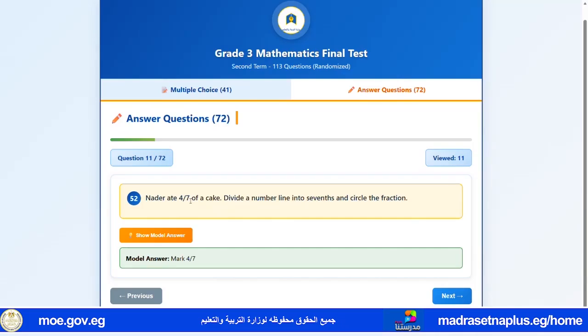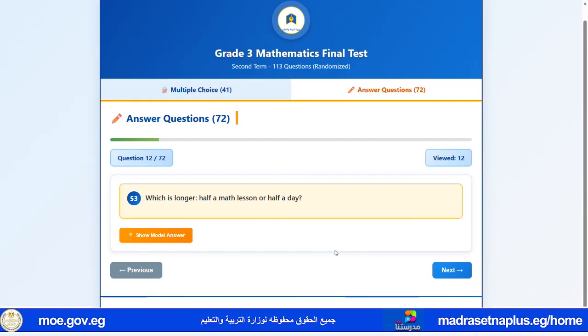7/4. We can draw a circle, divide the circle into 7 equal parts, and color 4. We can also draw a line, starting with 0 and ending with 1. We divide this line into 7 equal parts, color 4 parts, and shade them.